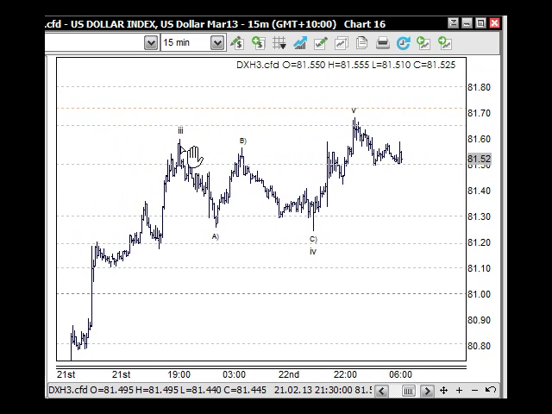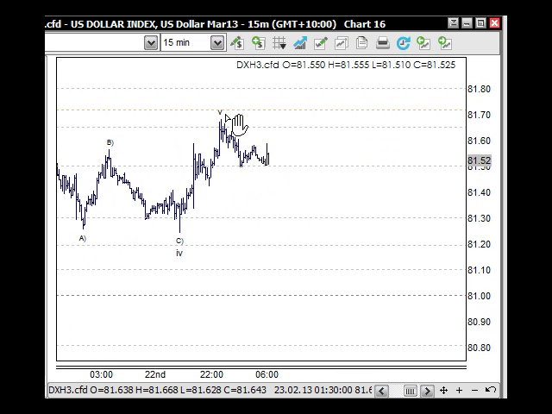So we were looking at this being a little third wave, a little ABC here for the fourth, and a little 5-wave structure up for the fifth here. So we need to assume that this is going to be some sort of A, B, and C down to here as well. But once that's complete, then we could see that to the upside.